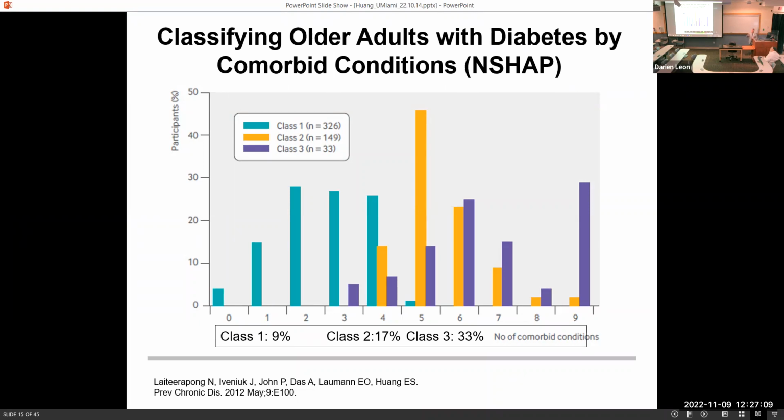And we let the machine tell us what the naturally occurring clusters are. When we do this, we get 3 clusters. This is a paper from over 10 years ago, led by one of my mentees, now mid-career faculty, Nita Tirapong. We find that there are three major classes if we sort people by comorbid conditions. Class 1 represents about 50% of the population of older people with diabetes.